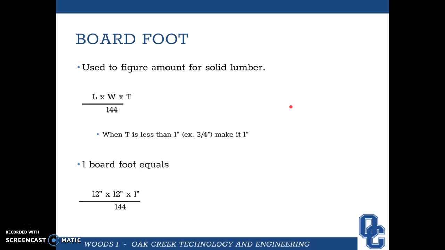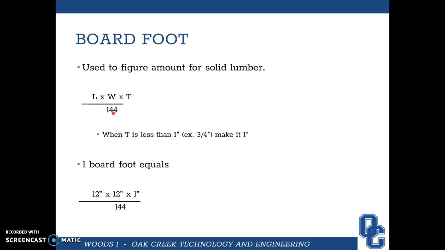In woodworking, we use two different types of measurements to figure out our bill of materials. We use board foot and square foot. The board foot is used to figure out the amount for solid lumber, like the oak that you guys have been using for the most part. And that math problem is very simple. It's length times width times thickness divided by 144.